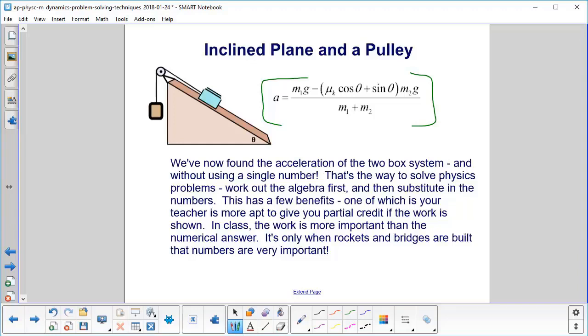This has a few other benefits, one of which is your teacher is more apt to give you partial credit if the work is shown. In class, the work is more important than the actual numerical answer. It's only when you start building rockets and bridges that numbers are very important, of course.